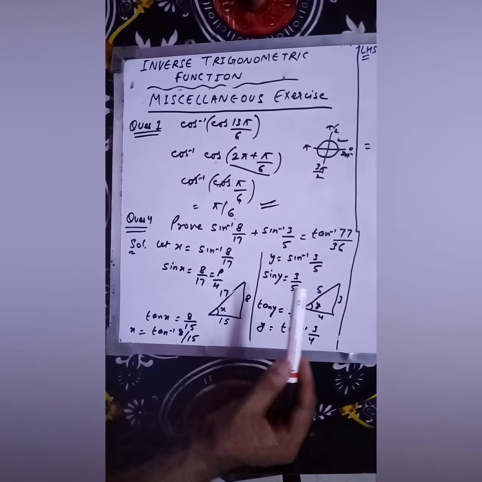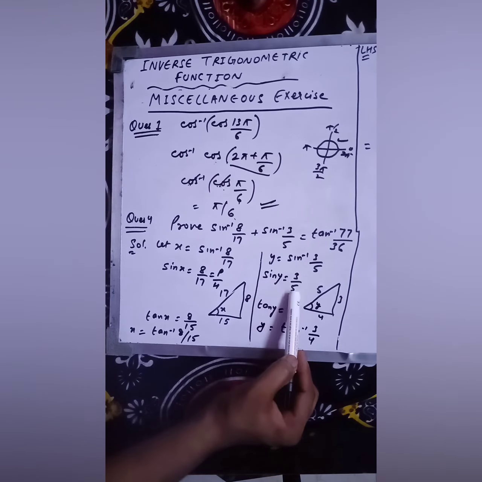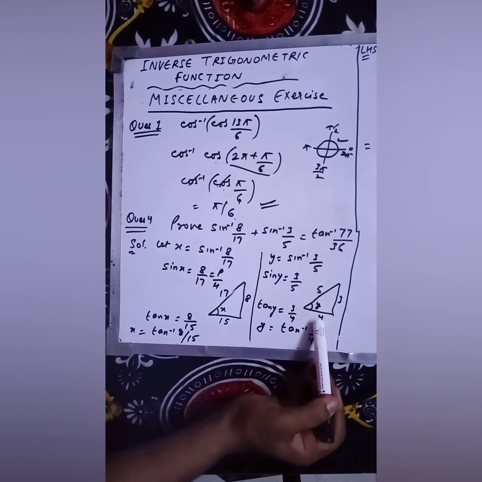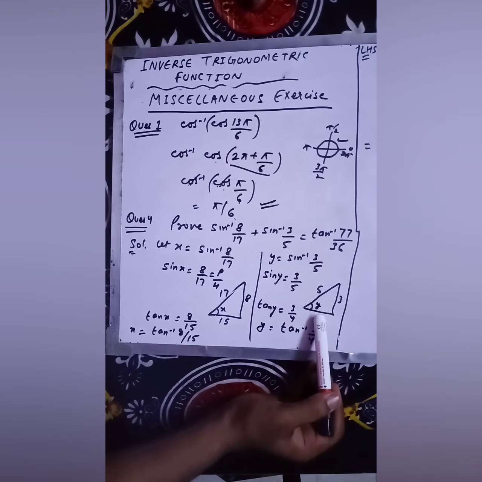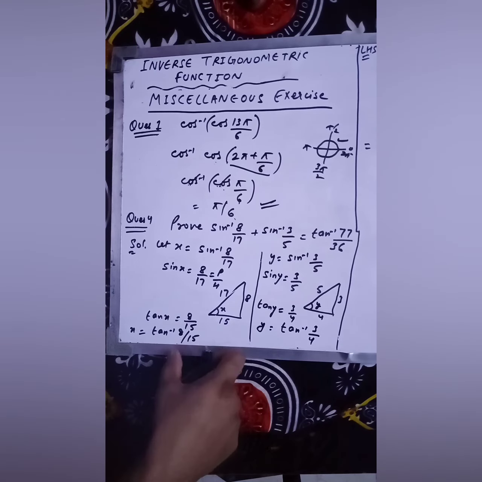Now similarly here I am solving. Sine y is 3 by 5. The formula of sine is perpendicular upon hypotenuse. You have to apply Pythagoras theorem again here and you will get 4. So tan y will be 3 by 4, perpendicular upon base. So your y will be tan inverse 3 by 4. So this is your x, this is your y.